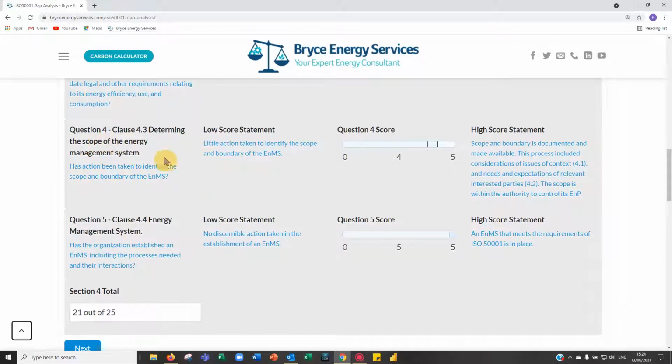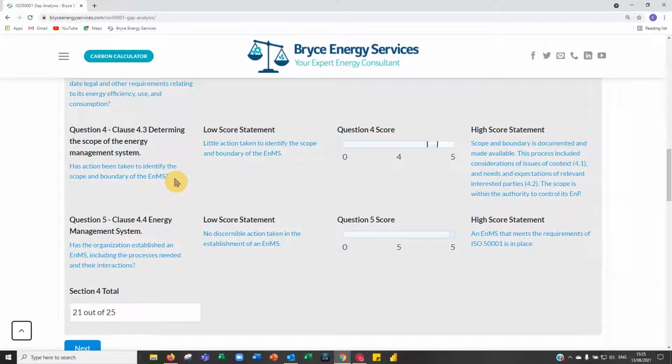Question 4, determining the scope of the energy management system. Has action been taken to identify the scope and boundary of the energy management system? A low score: little action taken to identify the scope and boundary. High score: scope and boundary is documented and made available. This process included considerations of issues of context and the needs and expectations of relevant interested parties. The scope is within the authority to control its energy performance. So quite a big statement here.